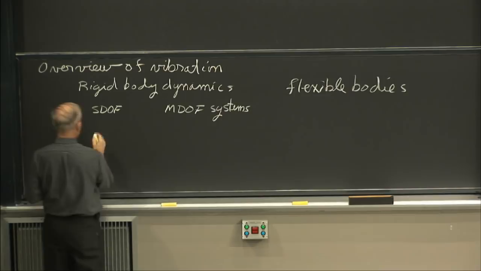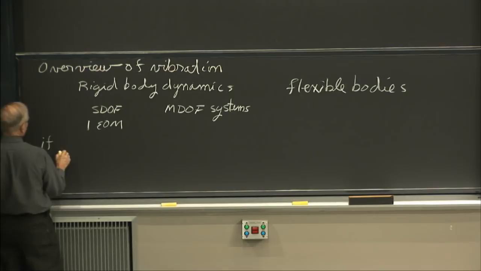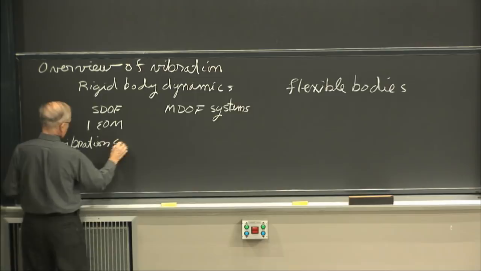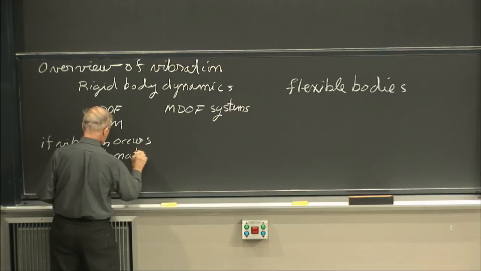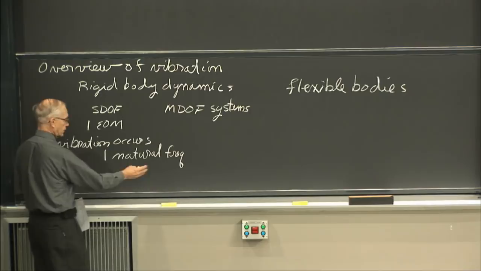Single degree of freedom systems have one equation of motion. And if vibration occurs, then you have one natural frequency. And it's sort of silly to talk about a mode shape for a single degree of freedom system because it's only relative to itself. So one natural frequency and one sort of degenerate mode shape.